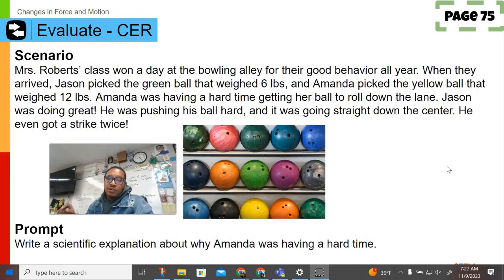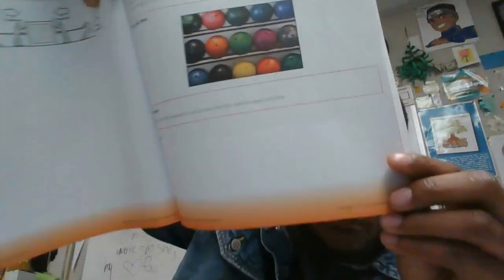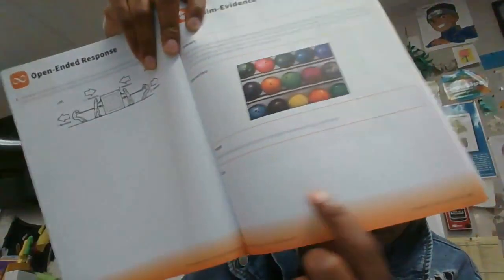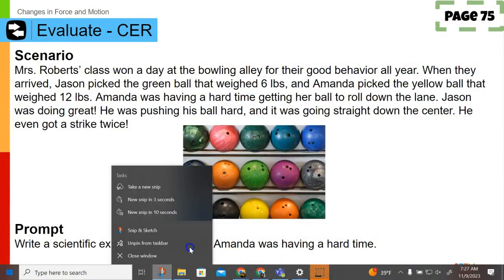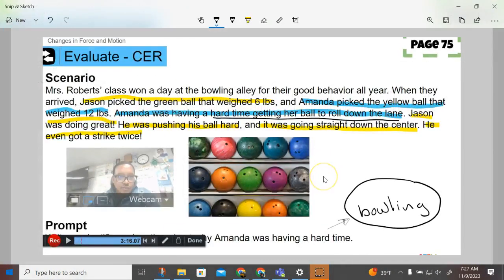Now go ahead on page number 75 and write your claim. It should be right there. So right here below, this is where you're going to write your claim. Okay, so go ahead and write your claim in there. And hopefully you got something like, Amanda was having a hard time bowling because. So it should be something like that as you are writing up your claim. Again, Amanda was having a hard time bowling, and that lets us include the prompt and the claim into the same thing.